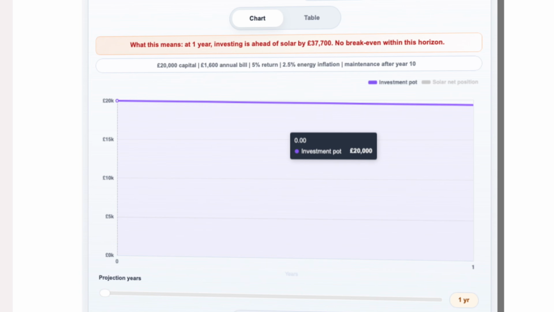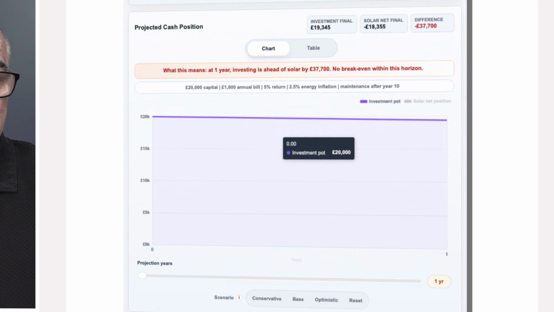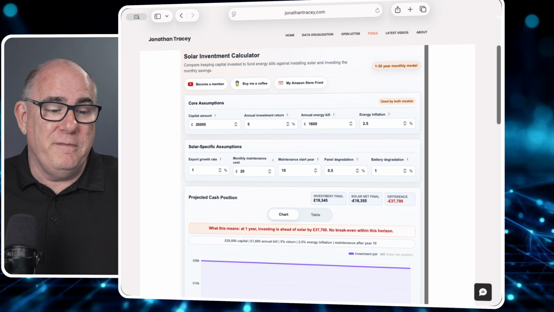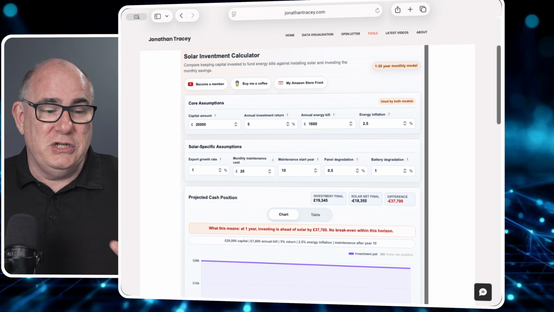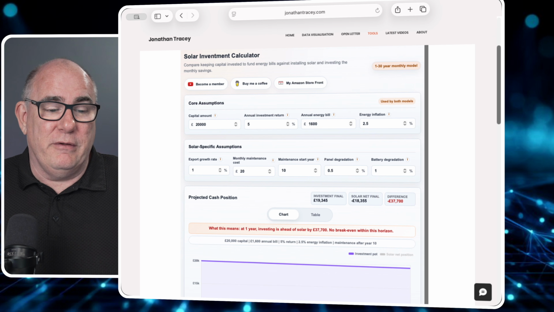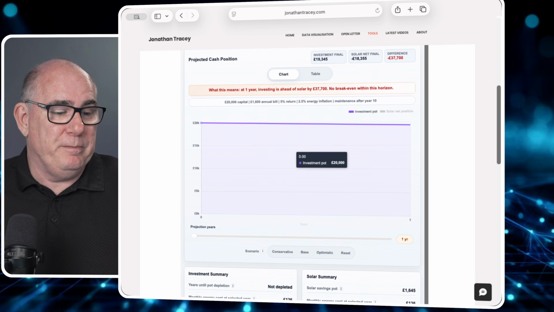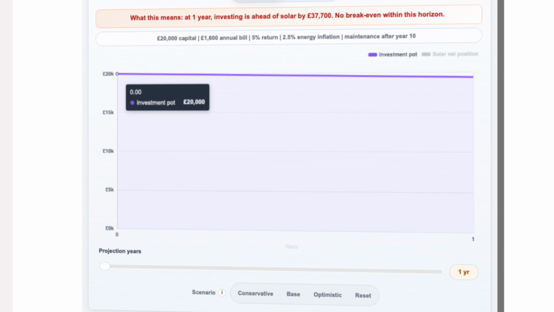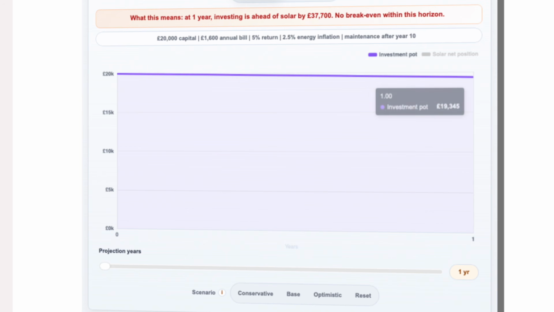So what we're seeing here, this is our investment pot. So this is our £20,000. We've put it into our ISA. We're earning 5% a year. Our energy bill is £1,600 and our energy bill is going up by 2.5%. So you can see there, we start off at the beginning of the whole run at £20,000. And after the end of the first year, our pot is down a little bit. We're down at 345. And that's because we've taken £1,600 out to pay our energy bill.